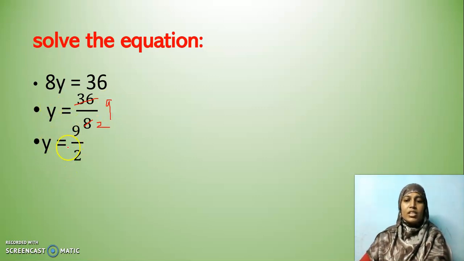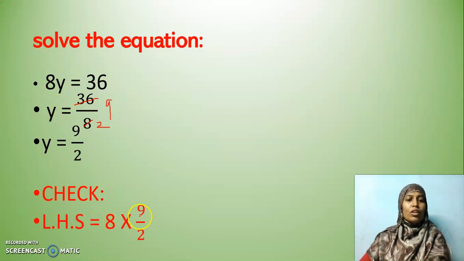Let us check whether it is right. So what is LHS here? 8y. 8 into the value of y, just now I found it to be 9 by 2. Always it's a good practice to cancel the possible factors and then multiply. Here 1 2 is 2, 4 2s are 8, 9 4s are 36. Is it clear, my dear children? And this 36 is equal to RHS. So it is a solution.